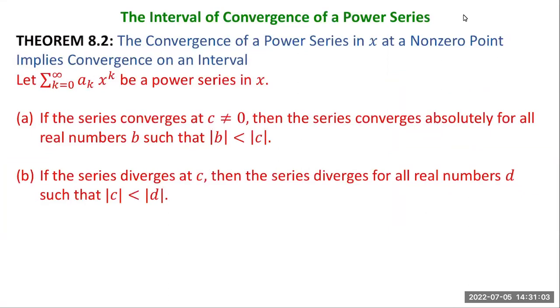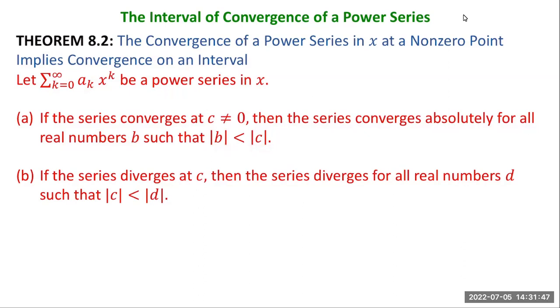Next, we have this theorem. Theorem 8.2. The convergence of a power series in x at a non-zero point implies the convergence on an interval. Okay, this is a very interesting theorem. Let's go over the theorem before we discuss anything else. Let sigma k goes from 0 to infinity, a_k times x to the power k be a power series in x. Then here are the conclusions. If the series converges at a non-zero point, c is not equal to 0, then the series converges absolutely for all real numbers b such that the absolute value of b is less than absolute value of c.